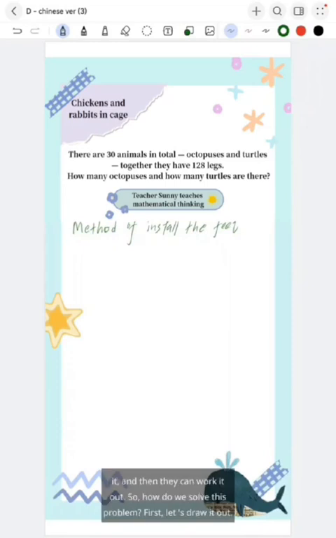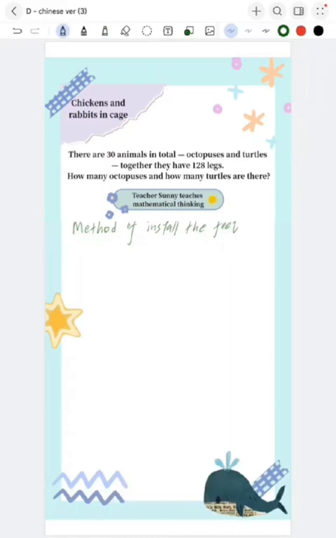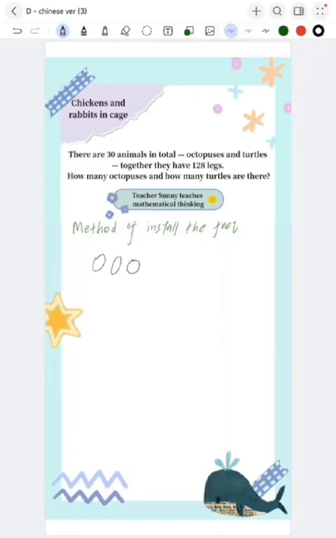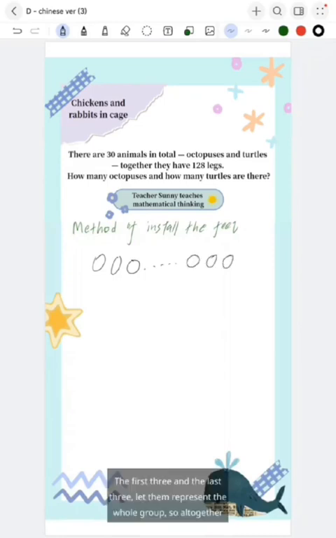So how do we solve this problem? First, let's draw it out. There are 30 animals in total, and there are 3 in total of octopuses and turtles. So, we can now draw these 3 distinct animals. The first 3 and the last 3, let them represent the whole group, so altogether there are 30 animals. Alright, first, the problem is telling us this. The octopuses and turtles together have 128 legs in total, right? 128 legs. Okay, since there are 128 legs, let's give each animal its legs.